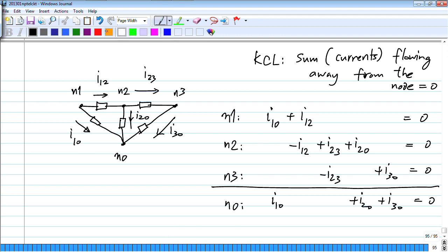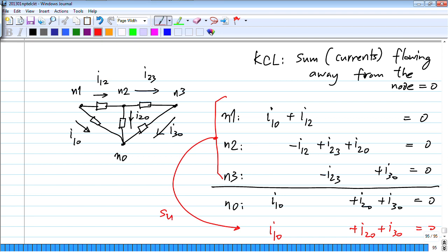you see that, let me sum the first three. If I sum these three equations resulting at N1, N2 and N3, what will I get? I10, and I12 will cancel with this minus I12, I23 will cancel with this minus I23, and we will have I20 plus I30 equals 0.